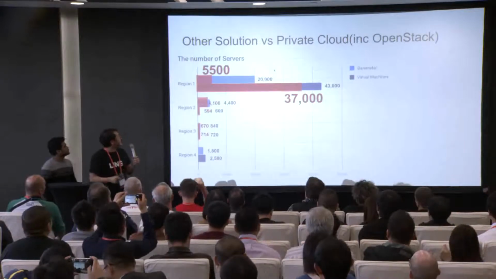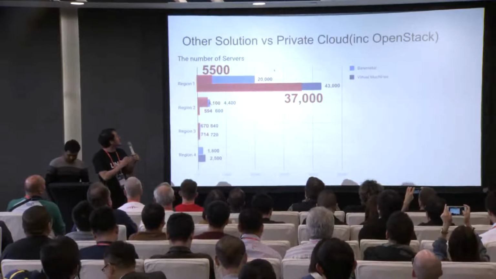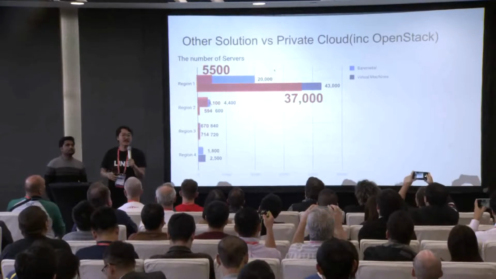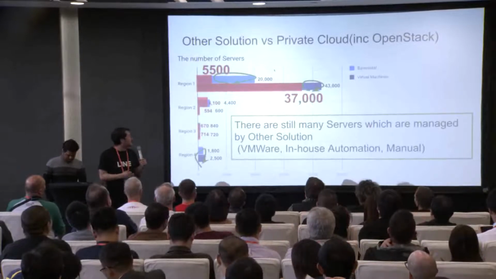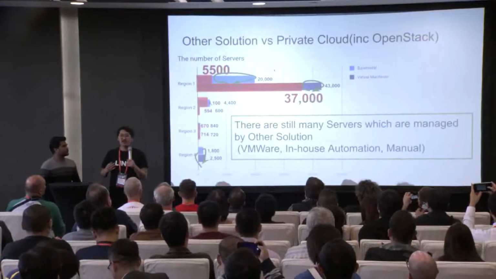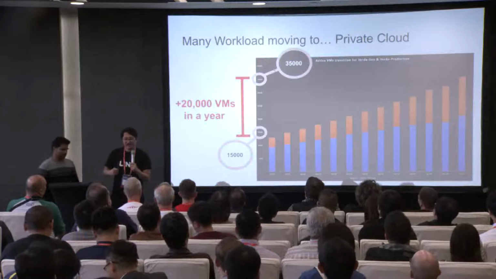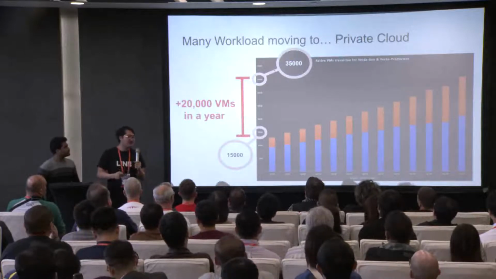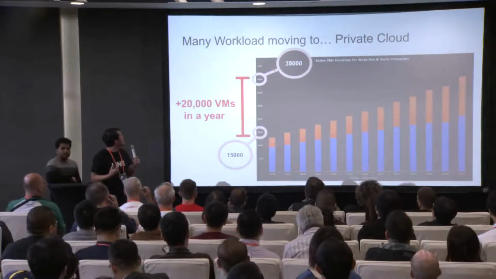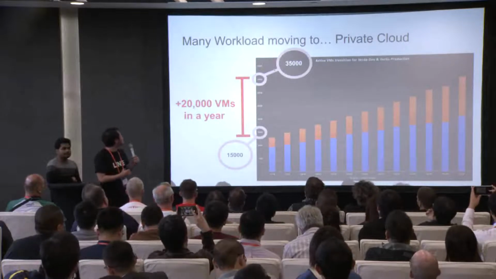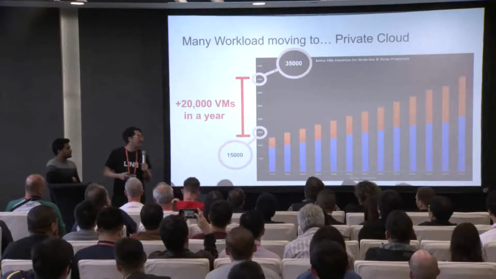Actually, these servers are not managed by just OpenStack. This red colored graph and red number indicate the scale covered by OpenStack. As you can see, there are still many servers managed by other solutions like VMware or manual setup. But recently, we are actively working on workload migrations from the other solutions to the OpenStack cloud. In the last year, we created 20,000 VMs, so we expect this to go up more and more.